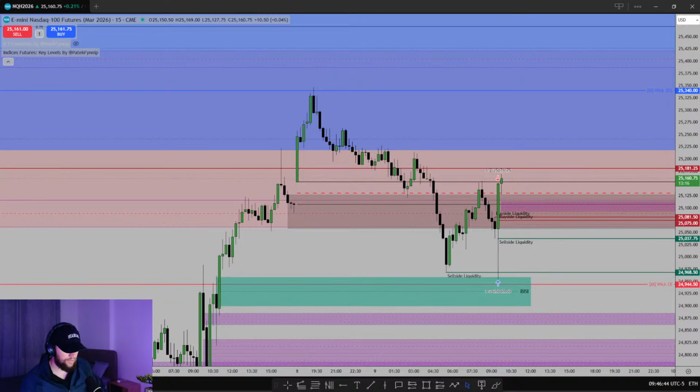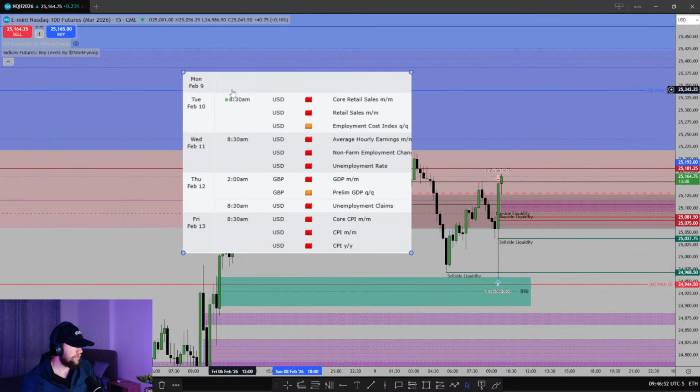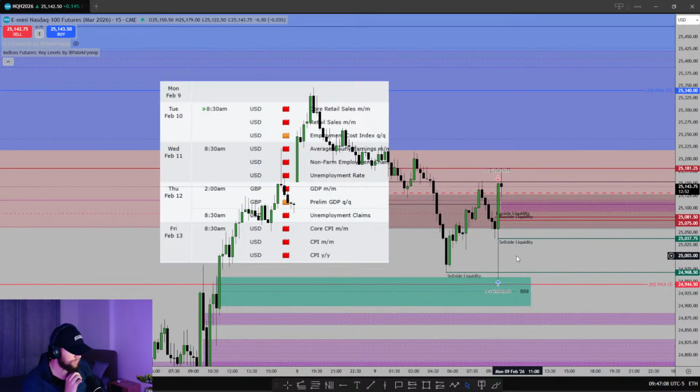I mean, if we look at the news calendar, I'll show you that real quick. We don't have any news today. We do have Wednesday NFP and Friday CPI. So I would rather wait for that to frame another setup instead of trying to get anything here on today's price action.